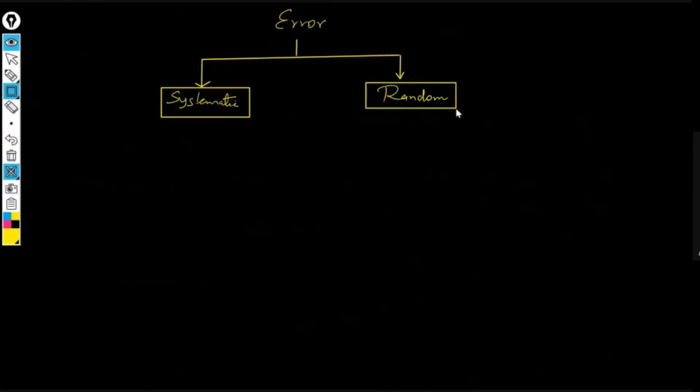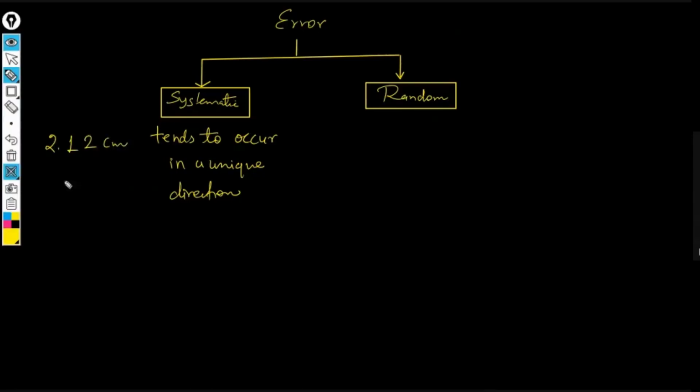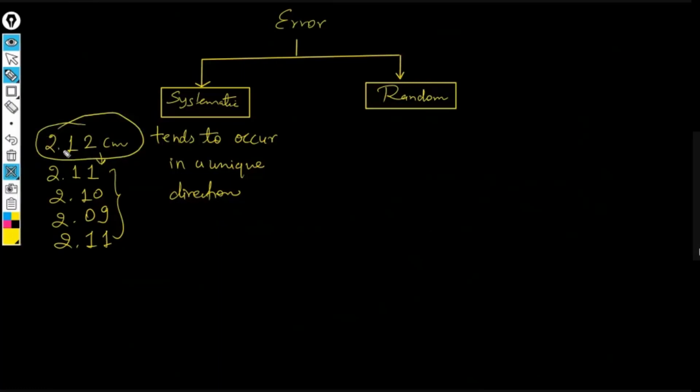Let me tell you. Whenever errors tend to occur in a unique direction, not any direction, a unique direction. Now, what is this unique direction? Only one direction. Like, suppose you want to measure 2.12 centimeter, and when you take the observations, the values come like 2.11, 2.10, 2.09, again 2.11. So you can see the value is always coming less than the actual value. So that error is known as systematic error.